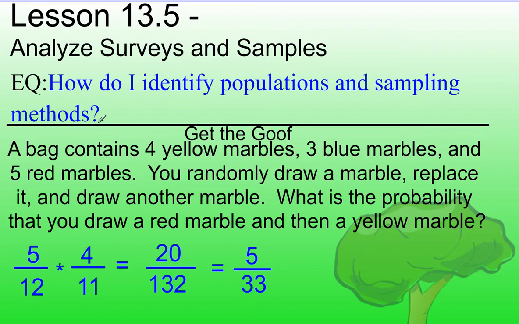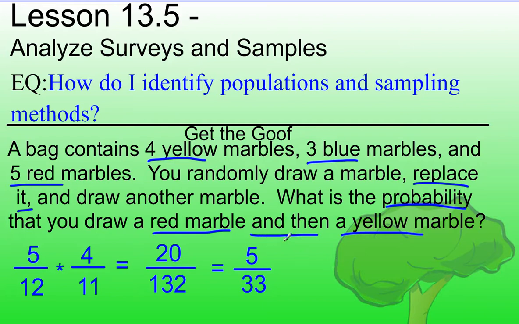It says a bag contains 4 yellow marbles, 3 blue marbles, and 5 red marbles. You randomly draw a marble, replace it, and draw another marble. What is the probability you draw a red marble and then a yellow marble?